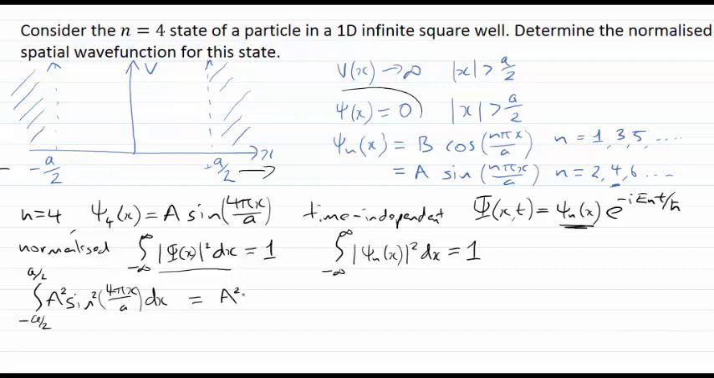And then there's a couple of things I can do. We just want to do this integration, and you might have some integration skills that allow you to do that quite easily, but you might have different ways of doing it to me, and that's fine. One way to think about this is that I'm integrating sine squared of 4 pi x over a with respect to x. This is a nice even function. What do I mean by that?